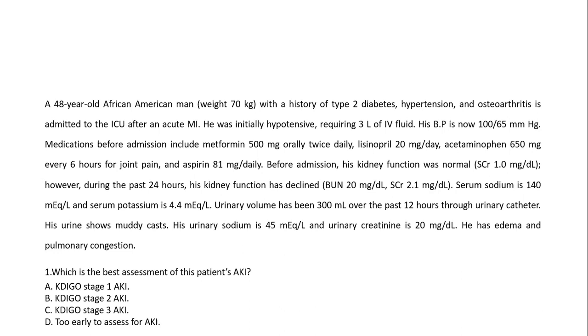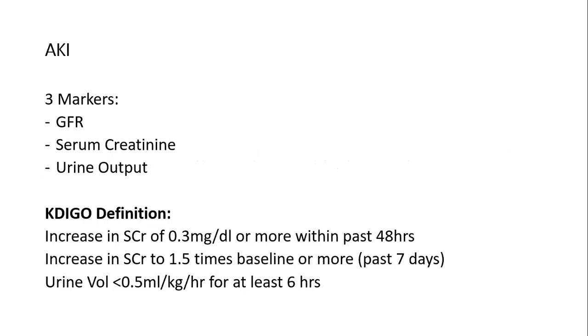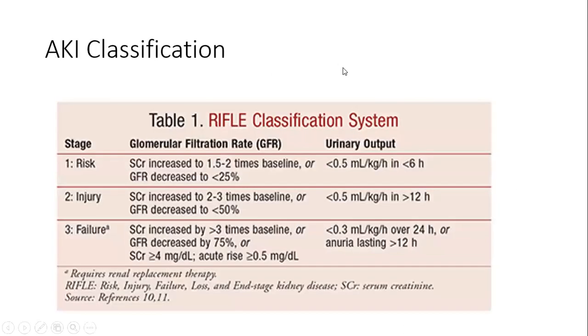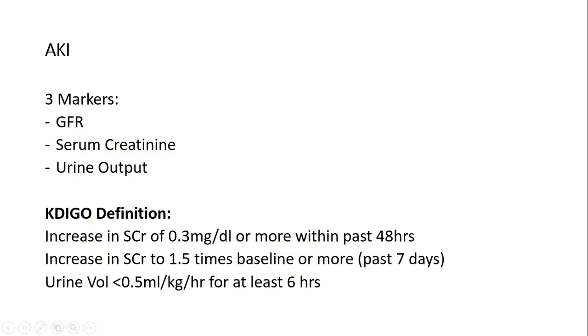So we first have to decide what stage of acute kidney injury, AKI, he is at. Is it KDIGO stage 1, stage 2, stage 3, or is it too early to assess? So our first topic that we will be discussing is acute kidney injury, right? There are basically 3 markers for acute kidney injury.